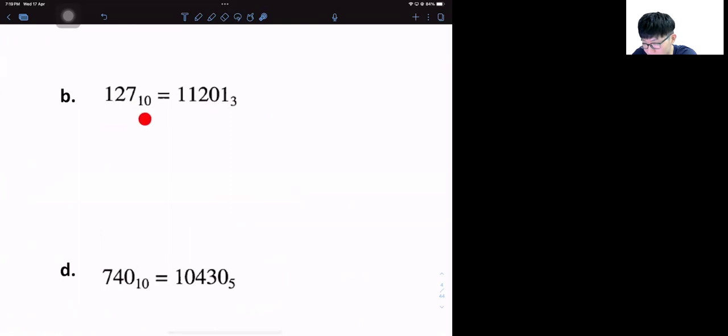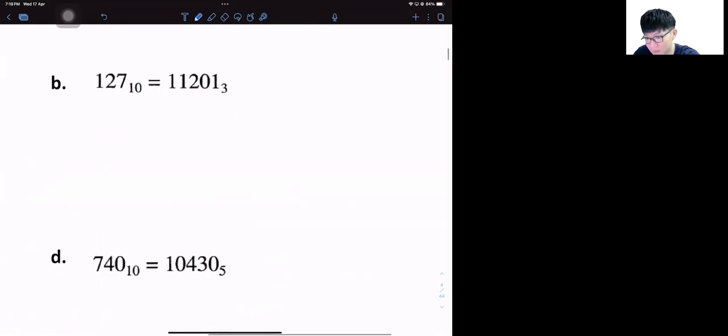If from base 10, I want to make it become base 3, the thinking you do is you want your base to become smaller, so you should divide. If later you want your base to become bigger, you multiply. So 127, you divide by 3 because you want to make it become base 3. So 127 divided by 3.